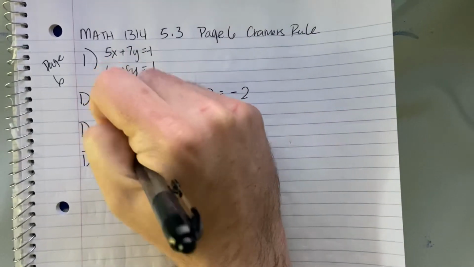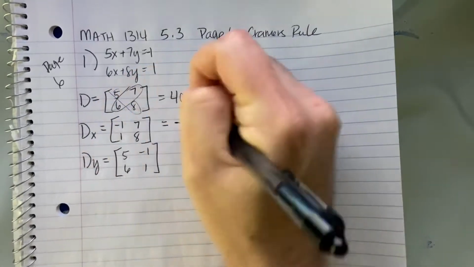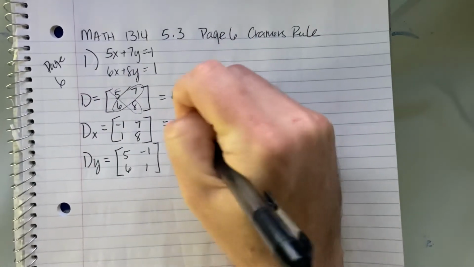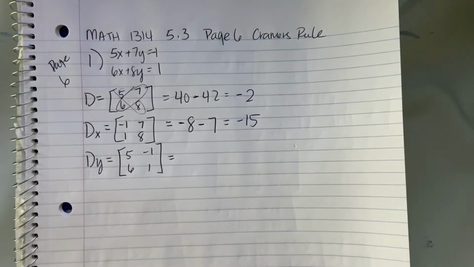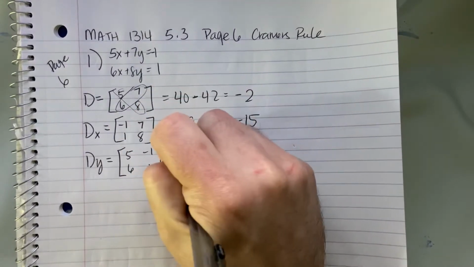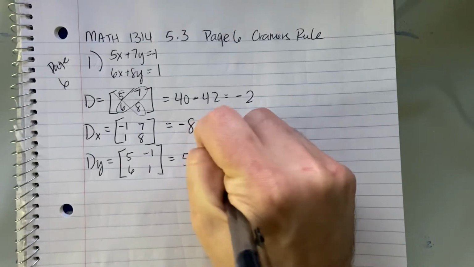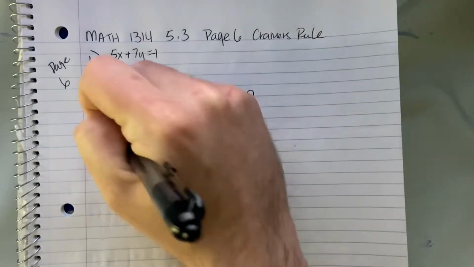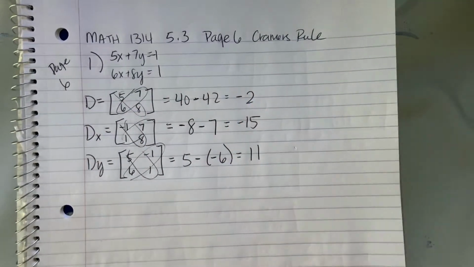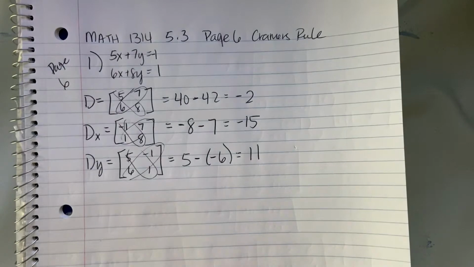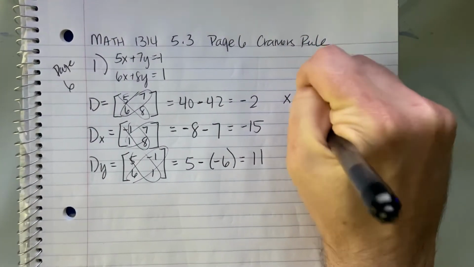And do the same thing for all the matrices. Negative 1 times 8 is negative 8, minus 1 times 7, which is 7. Negative 8 minus 7 is negative 15. The determinant matrix with y replaced, 5 times 1 is 5, minus negative 1 times 6 is negative 6, so 5 plus 6 is 11. Now, the rule is x is equal to the determinant with x replaced divided by the original.